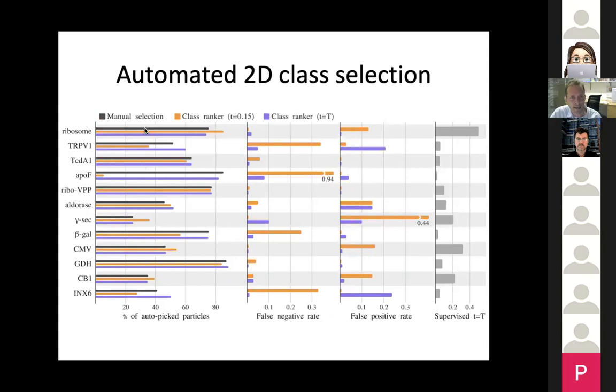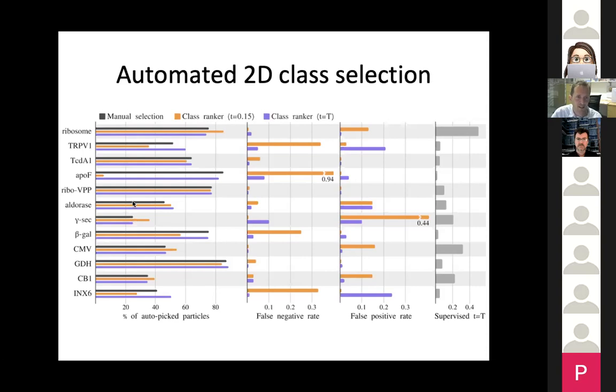So in black, you can see the percentage of auto-picked particles. This is if you've auto-picked your particles, then you do a 2D classification using the VDAM algorithm, and then you manually select all the good classes. So this is a subjective thing that Dari and I did together, and then it depends on how many junk particles there are in each data set, whether you keep like 70% here or only 30% for gamma secretase, where picking was way too permissive, if you like.